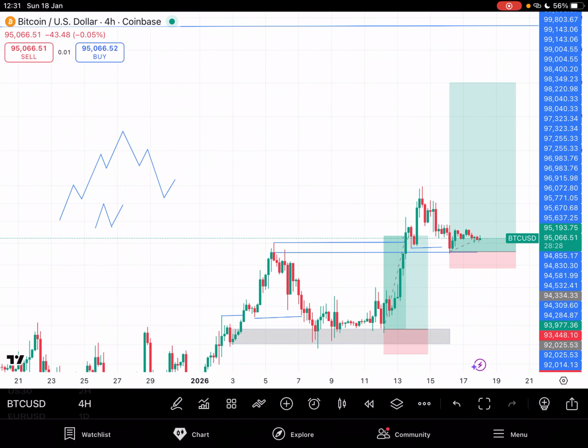So this is what I'm looking at, BTC targeting this high. So that's all about directional bias. I think after this you should understand directional bias.